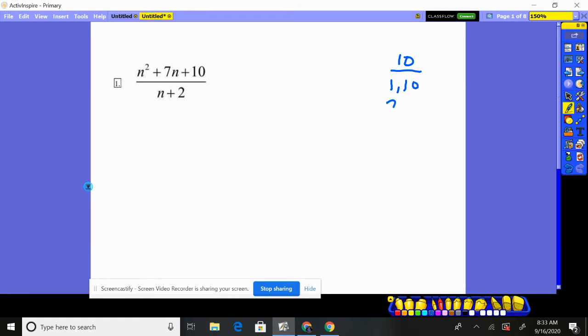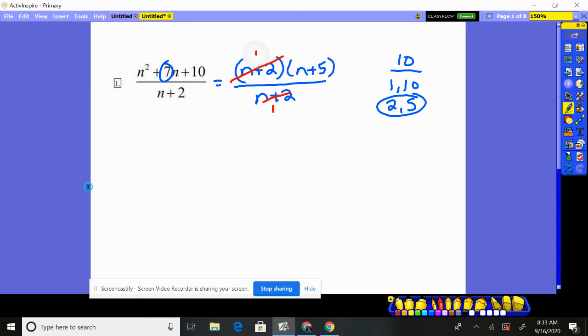1 and 10, 2 and 5, and what's going to add together to give us that 7, the 2 and the 5. So we know the top is breaking down to an n plus 2 times an n plus 5, all divided by an n plus 2. Now, notice that this piece and this piece are going to be exactly the same. If n is 10, 10 plus 2 is 12, and 10 plus 2 is 12. The 12s would cancel out and give you 1s, wouldn't they? So they're going to cancel out here. So we're like, hey, well, this entire piece right here is nothing more than n plus 5.